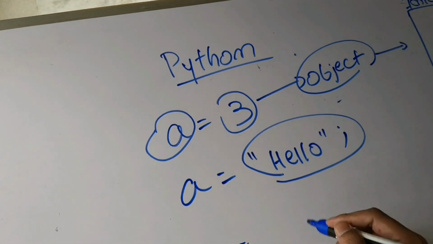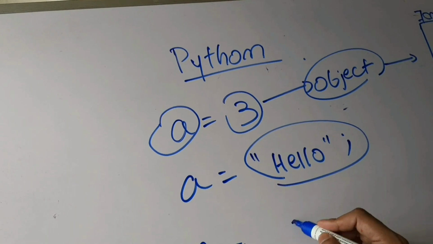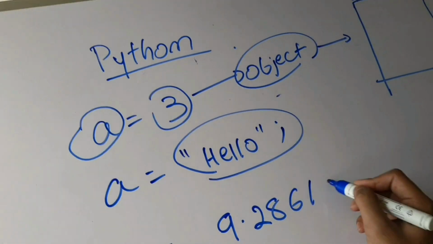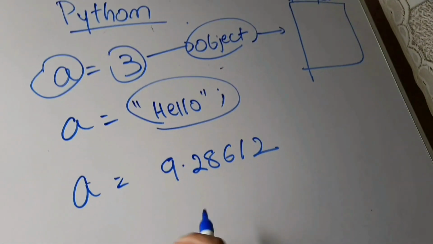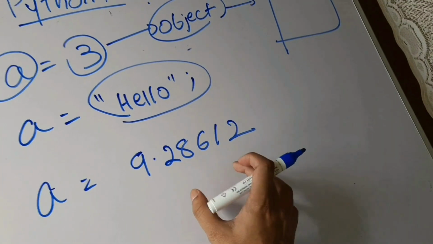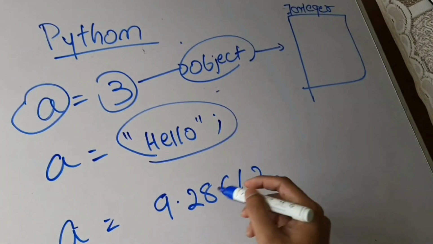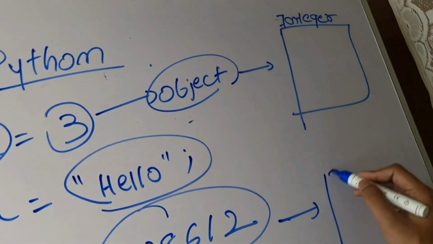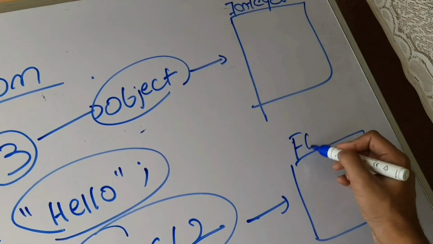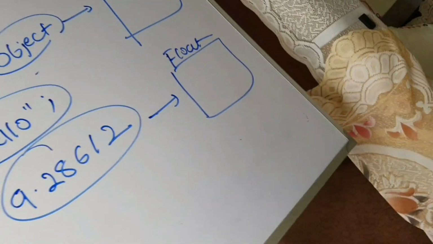And in the very next step, we can do like this. A is equal to 9.28612. Now the variable a references an object 9.28612, which is an object of class double float. So while we work in Python, Python implements dynamic typing, unlike C and Java, which implement static typing. That is, once a variable is assigned a value, int a equal to 3, then we can't change the data type of that variable, never.